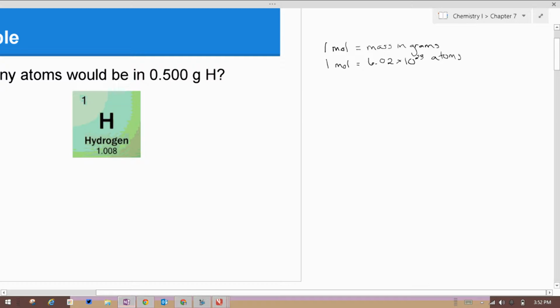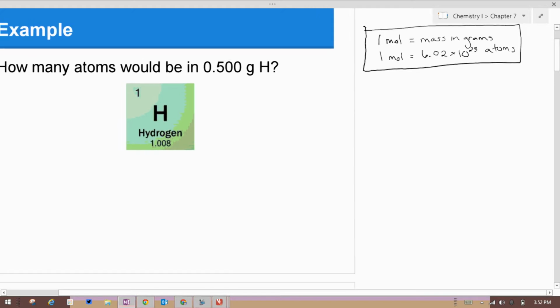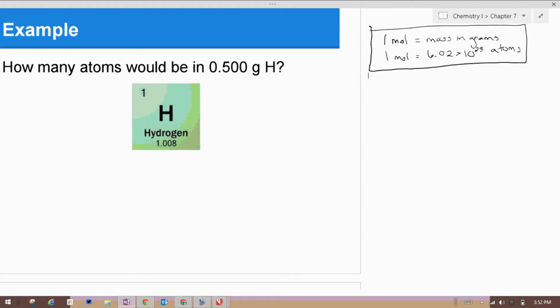Hopefully this is ringing a few little bells from chapter 3. This is exactly what we did in chapter 3. So one of these two is always going to be used. It's our conversion factor. Okay, so we have 2 conversion factors. They are what we use to solve all of these types of problems. 1 mole is equal to the mass in grams, and 1 mole is equal to 6.02 times 10 to the 23rd atoms. So for this first problem, it's given us 0.500 grams of hydrogen and asked for atoms.